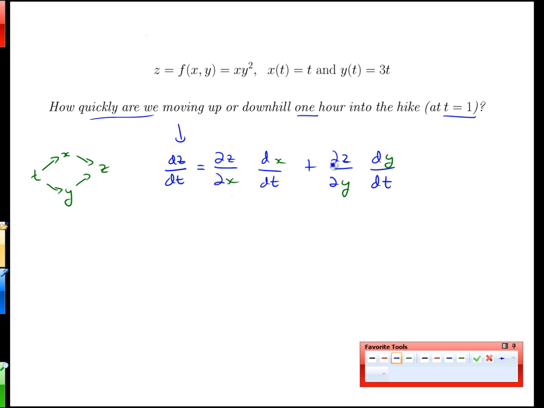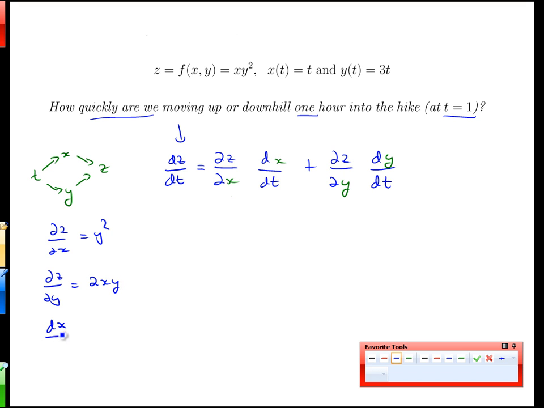And this time we don't have any of these derivatives immediately. We have to calculate them from scratch. So let's do that. ∂z/∂x is, well, there's our function, it's going to be y squared. ∂z/∂y will be 2xy.